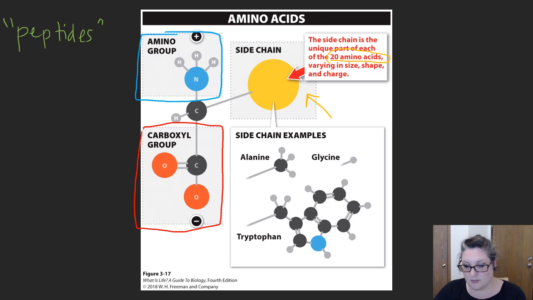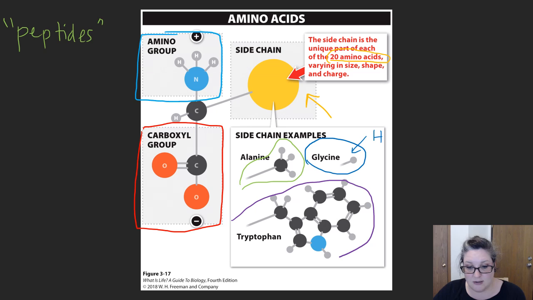For example, down at the bottom we have glycine. Glycine is our simplest side chain with just a single hydrogen. Alanine has what we call a methyl group attached, which is a CH3. And tryptophan, down at the bottom, this is the most complex of them, which has a double ring structure, which even includes a nitrogen.